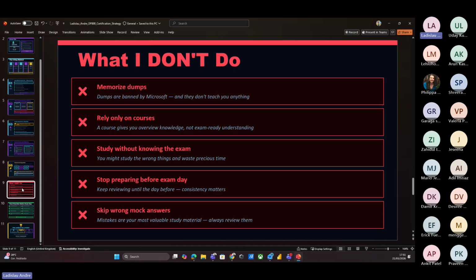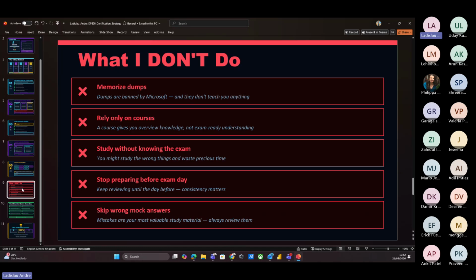So this is what I don't do: rely only on courses. That's what I was saying: before you do a course from A to Z, that is not enough. Even if you're working with the tool and you did a course, that's not enough. You have to study for the exam.